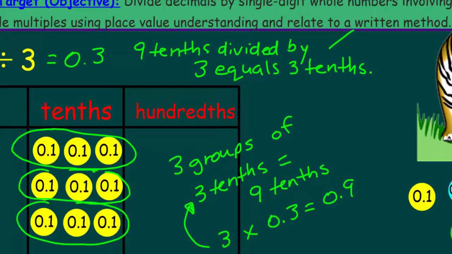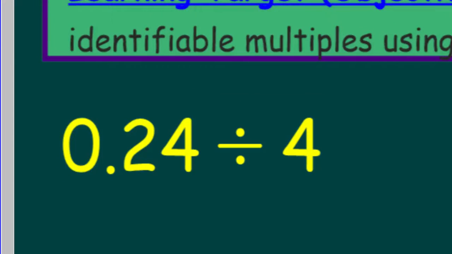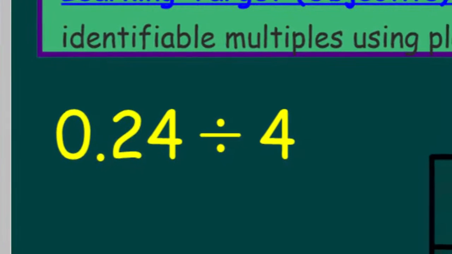Woohoo! Let's go ahead and do another problem just like that. Now here we have, oh, he's over here now. Cool. Now we have 24/100 divided by 4. I want to follow that same procedure.